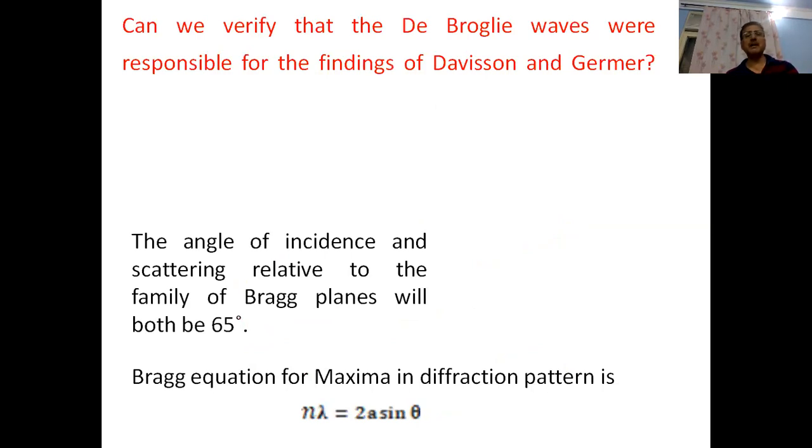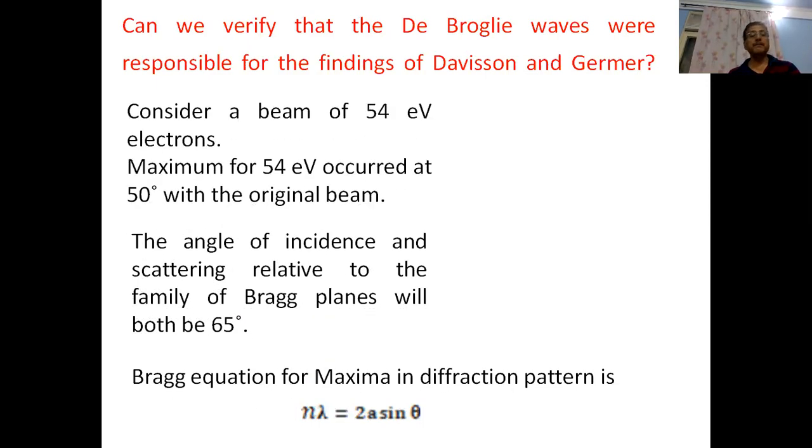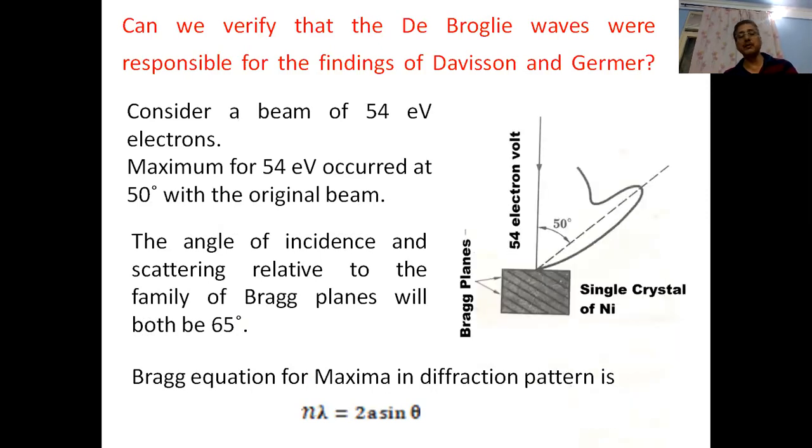Now, can we verify that the de Broglie waves were responsible for the findings of Davisson and Germer? Can we verify that? Then let us consider a beam of 54 electron volt electrons. The maximum for 54 electron volt occurred, as we have seen, at 50 degrees with the original beam, as you can see from this figure. To repeat, the angle of incidence and scattering relative to the family of Bragg planes, if calculated, will both be 65 degrees, because in the formula we need the angle from the family of Bragg planes.